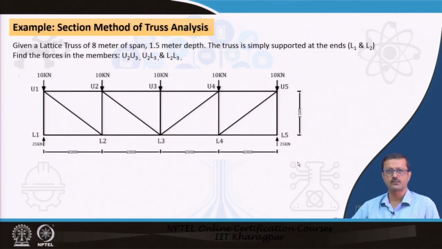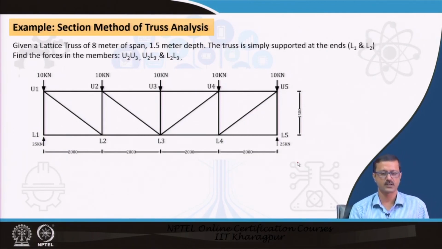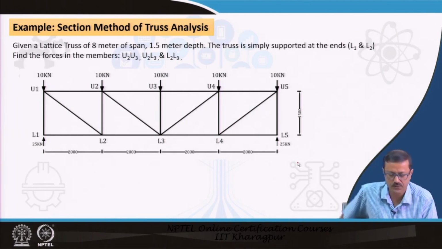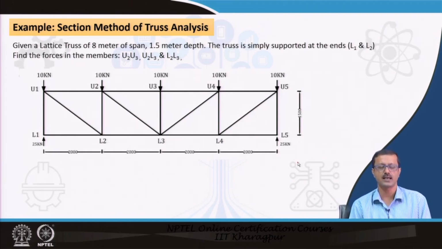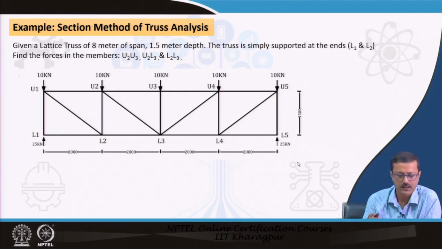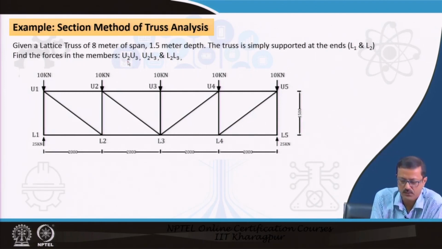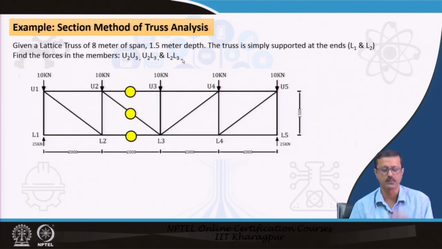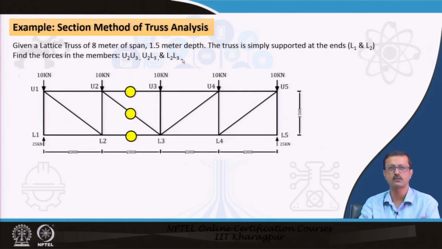Now, the section method of the truss can be thought of, or we can apply this section method. So, here I have taken the same truss, which I have solved already. I can actually match the answer by the section method also, but here I have to find out the forces in U2 U3, U2 L3 and L2 L3. So, these three members I have to find out only. I do not have to find out the other members.